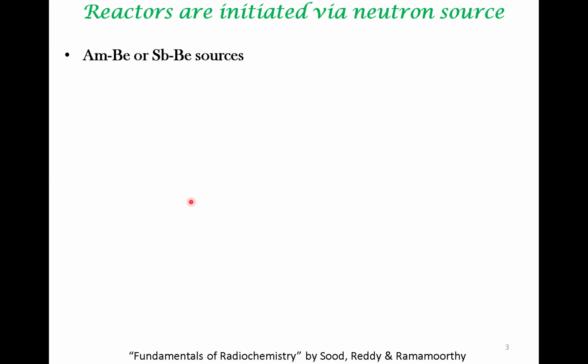Once a nuclear reactor is operational, if the number of neutrons generated is more than what is consumed, and if a nuclear fuel is present, it is possible to sustain a nuclear fission reactor. However, to start the nuclear fission reactor, we need some external source of neutron. Typically, americium beryllium and antimony beryllium, these alloys are used as neutron sources for initiation of a nuclear fission reactor.